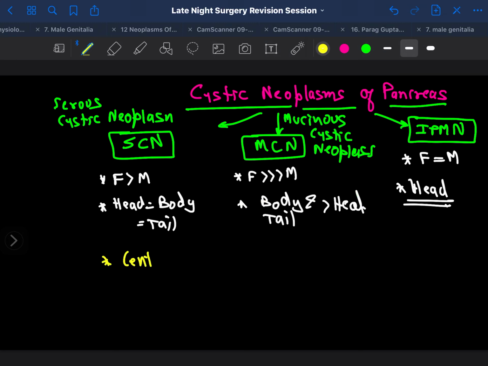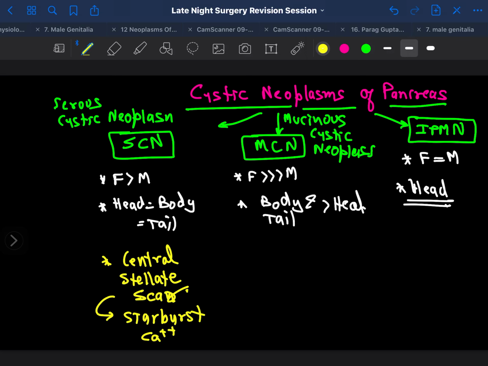With the serous cystic neoplasm, what do you get? You get something which is called a central stellate scar, which is nothing but a starburst calcification. So this is also referred to as a starburst calcification, which you basically get on the CT scan in this particular patient.